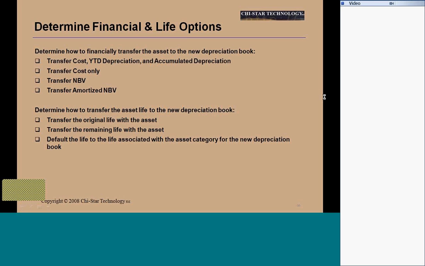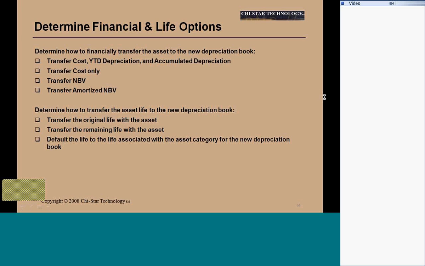On the receiving side, one thing that I need to do, I need to determine my financial treatment of the asset. How am I financially going to bring this asset onto my books? A couple options, the way that I see it, is you could do a carryover transfer, which means I am going to put on my books the same cost, the same year-to-date, and the same accumulated depreciation, translated into my currency. I could do a cost only.